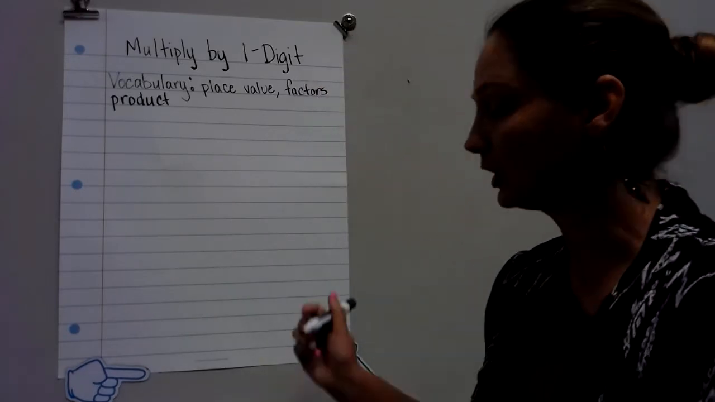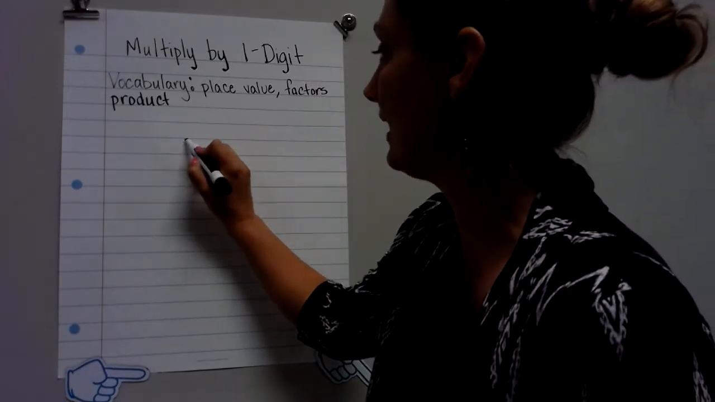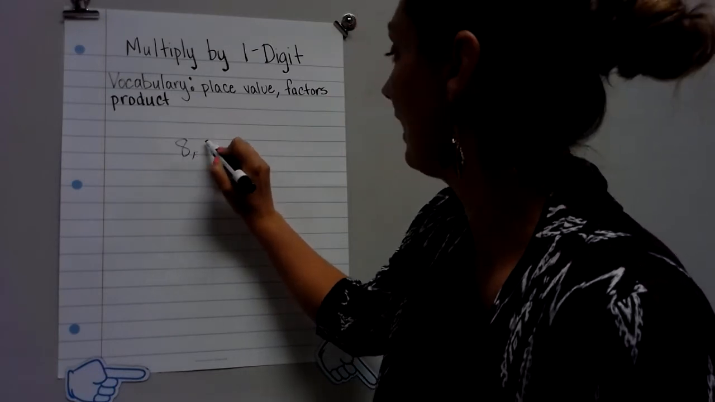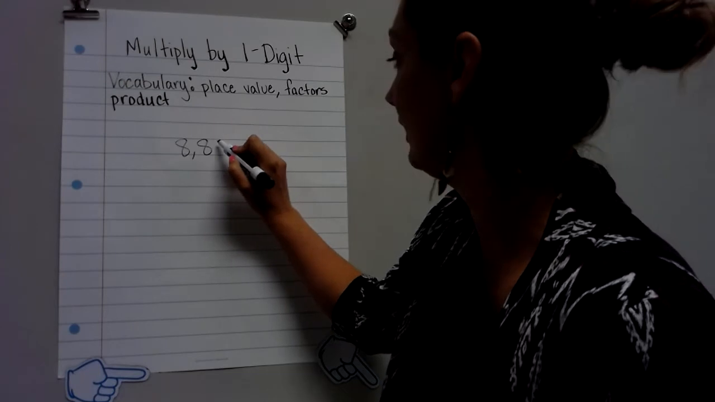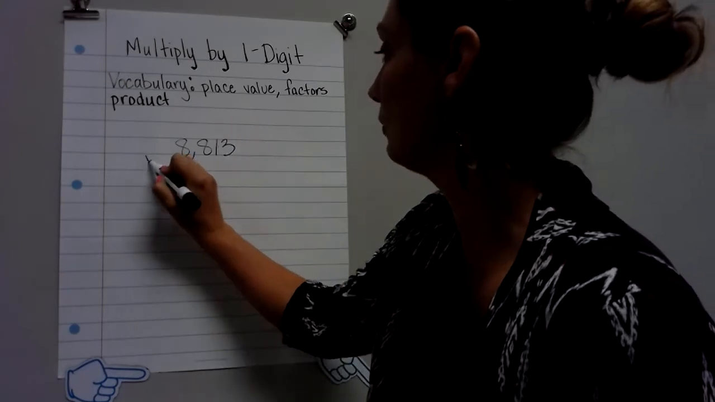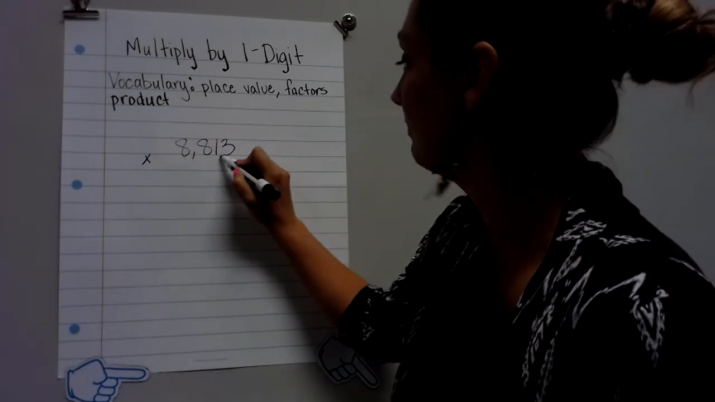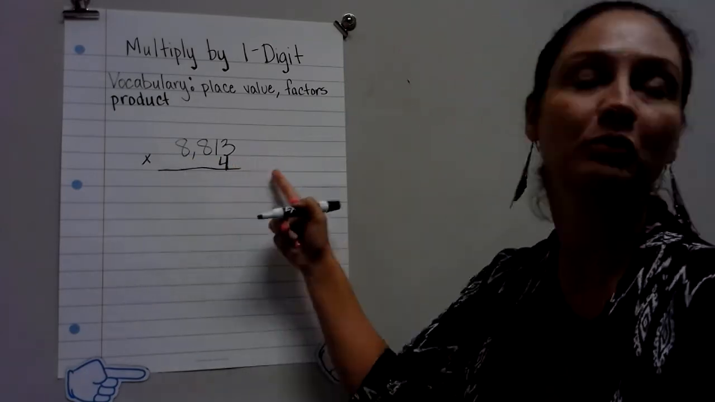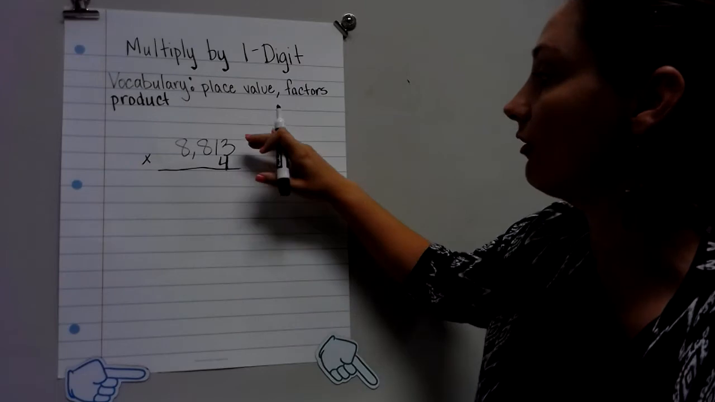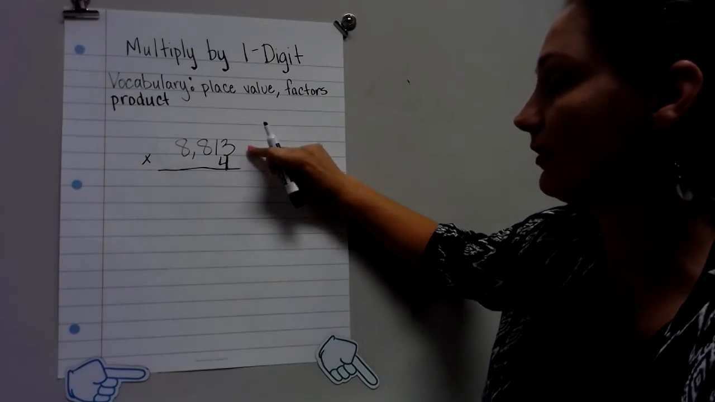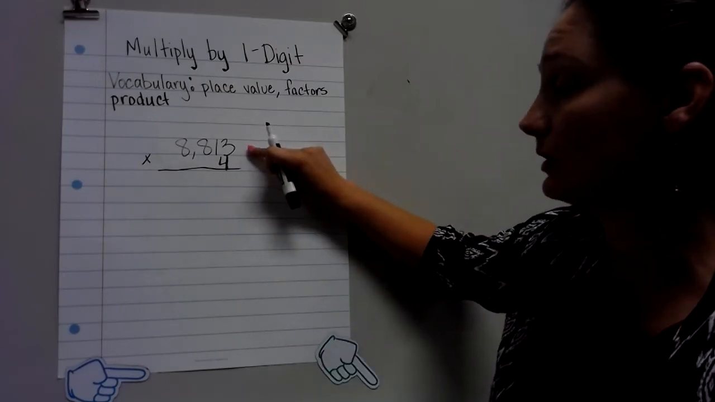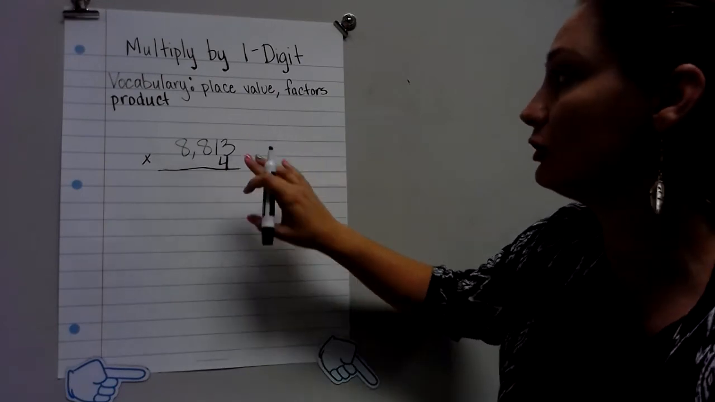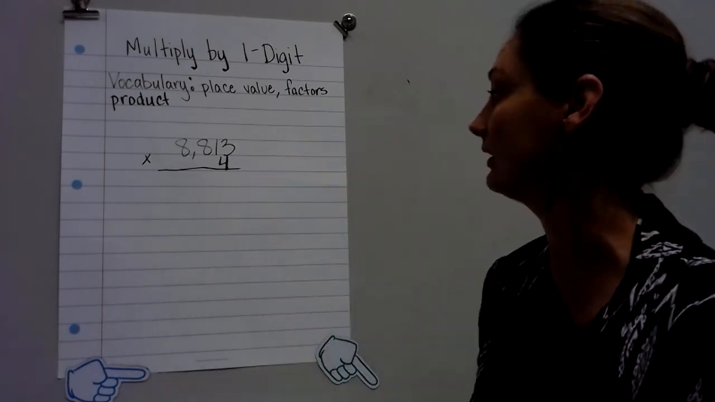So the problem that we're going to do is we're going to take 8,813, and we are going to multiply that by 4. Okay, we're going to find the product. These are our factors. Our first factor is 8,813. The next factor is 4. So we're going to multiply those using place value to find our answer there.